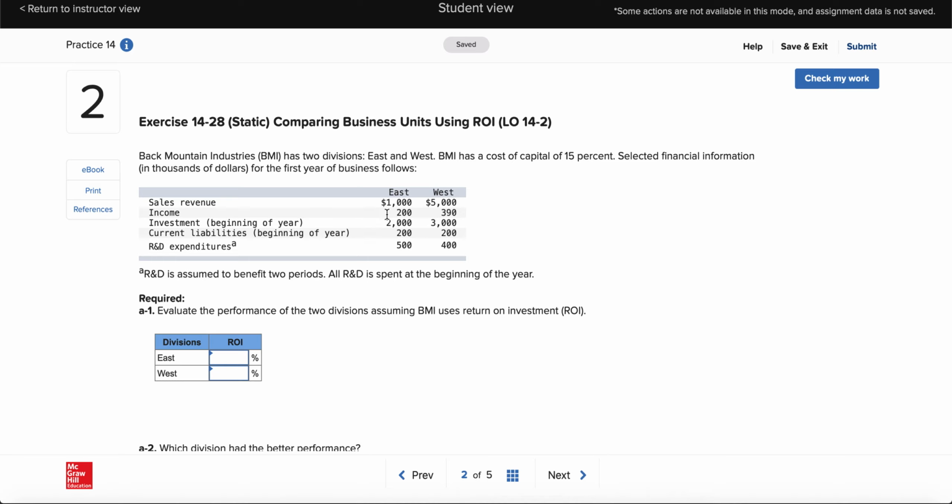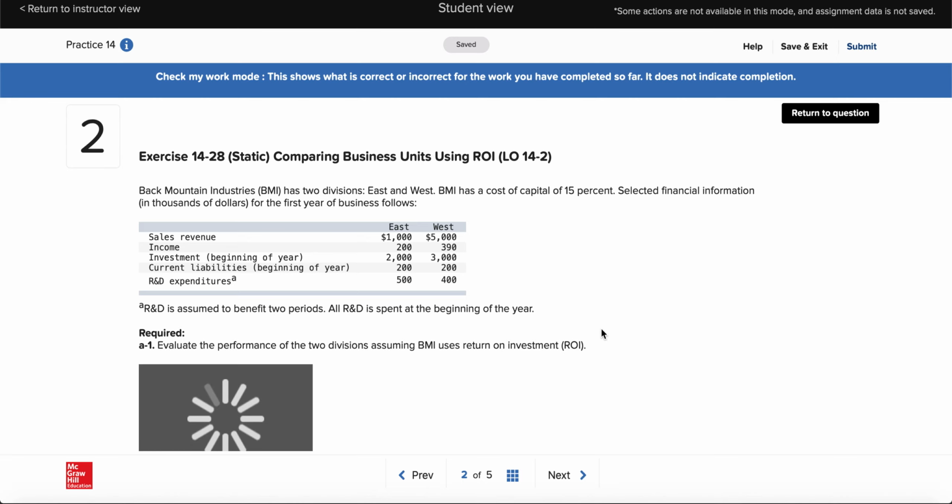Notice they're just calling it income. The last time we called it profit. So just recognize the terminology and how in some cases it's synonymous with some other words there. So you want to make sure you remember that. If we take income divided by investment, we end up with 10% for the East and 13% for the West. And that should be good.